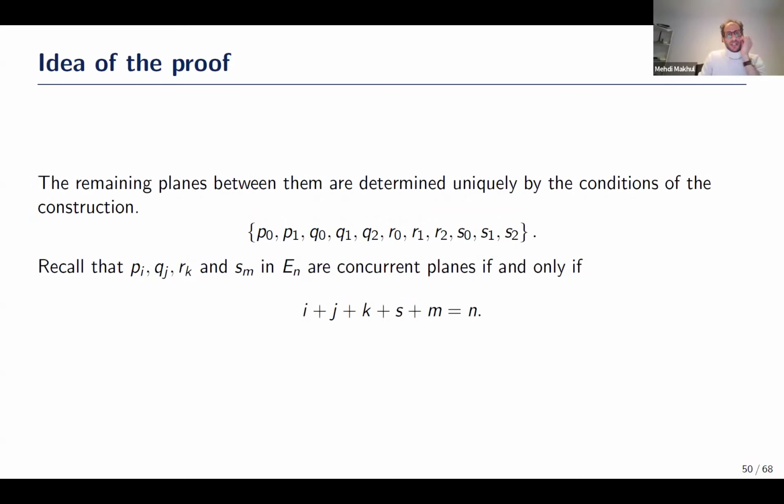I start with E3, and in E3 I have P0, P1, P2. I ignore P2, I will tell you why. Q0, Q1, Q2 from the second foliation, R0, R1, R2, S0, S1, S2 from the last foliation. The goal is to find 2 quadric surfaces such that any of these planes is a common tangent to these 2 quadric surfaces. Recall that in En, we have this property that 4 planes are concurrent if and only if the sum of indices is n. So for example, if we deal with E3, then n is 3.